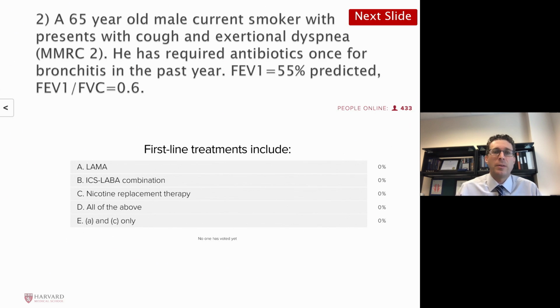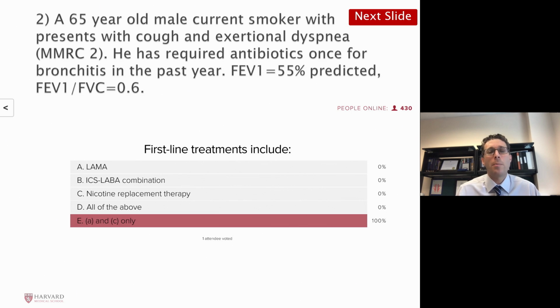Here's the next question. 65-year-old male, current smoker, presents with cough and exertional dyspnea, MMRC grade 2, so he's short of breath, has to walk slower than other people or stops on the level. He has required antibiotics once for bronchitis in the past year. His FEV1 is 55% of predicted, and FEV1 over FVC ratio is 0.6. First-line treatments include A, a LAMA, B, ICS-LABA combination, C, nicotine replacement therapy, D, all of the above, or E, A and C only. I'll give you a minute to answer.